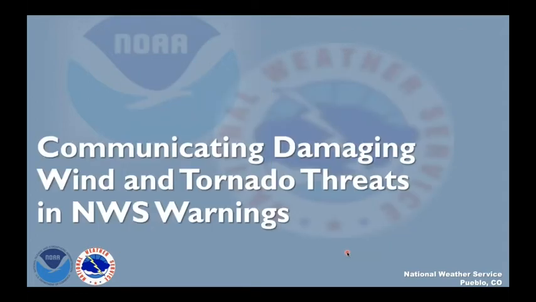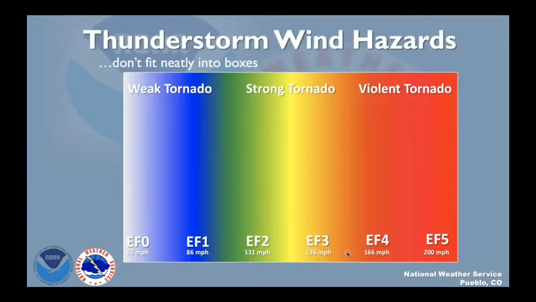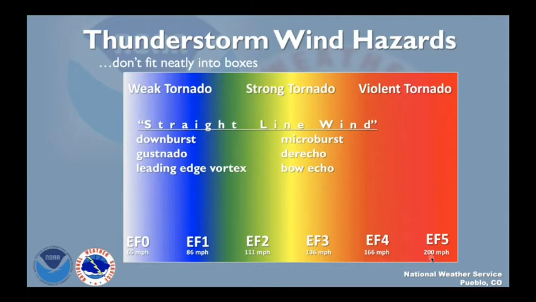All right, communicating damaging winds and tornado threats in an NWS warning. As with everything weather, it doesn't fit neatly into boxes. We have thresholds, so EF0, 65, all the way up to an EF5, that is 200 miles an hour, but there's blurs in there. We have straight line winds that can produce up to EF3 damage. So you get these microbursts, macrobursts, derechos, bow echoes. All these things can produce really strong winds, and that could be easily confused as a tornado.